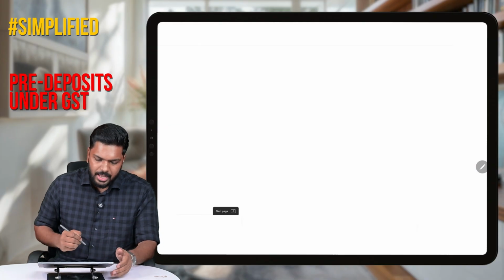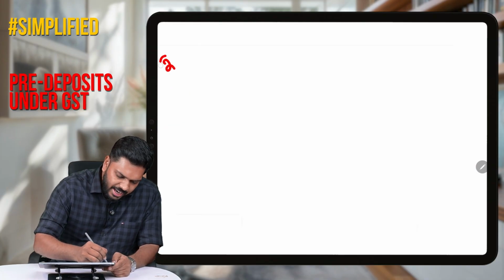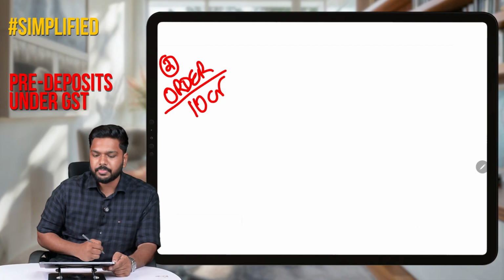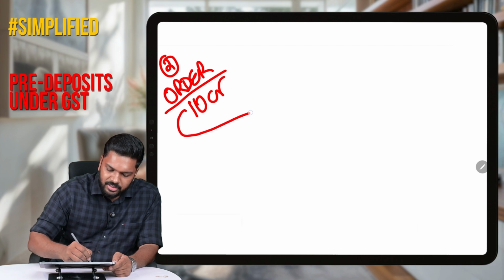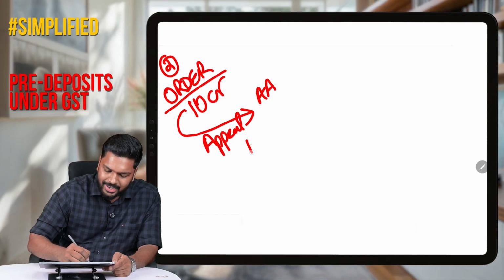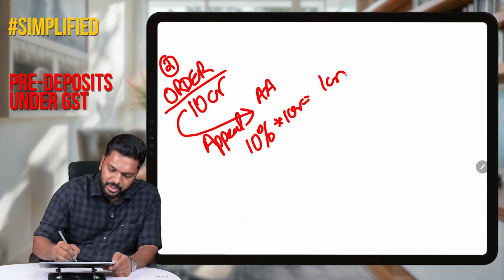That was example number 1. Example number 2, let's take a case where you got an order under GST, the initial order, and that is again rupees 10 crores. You want to fight this and therefore you file an appeal before the appellate authority, the first level, for which you have to mandatorily deposit 10% of 10 crores, which amounts to 1 crore rupees.